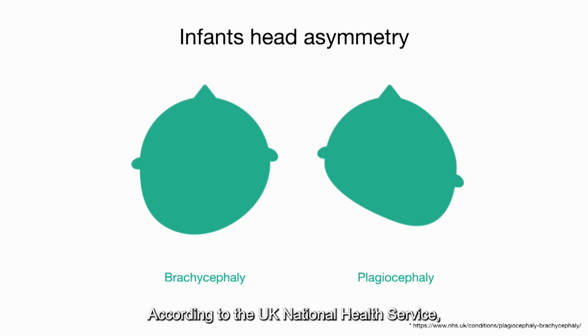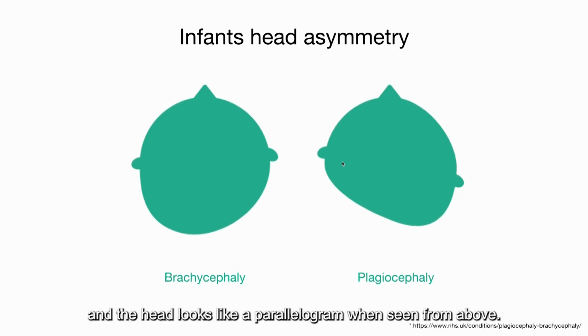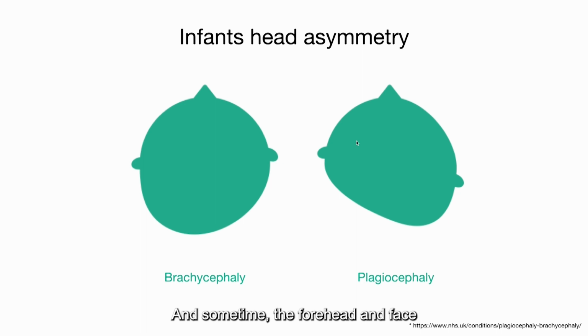According to the UK National Health Service, there are two main types of flat head syndrome. One is called brachycephaly. The back of the head becomes flattened, causing the head to widen, and occasionally the forehead bulges out. The other is called plagiocephaly. The head is flattened on one side, causing it to look asymmetrical. The ears may misalign, and the head looks like a parallelogram when seen from above. And sometimes the forehead and face may bulge a little on the flat side.